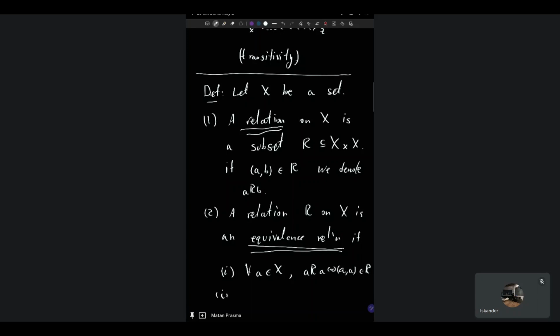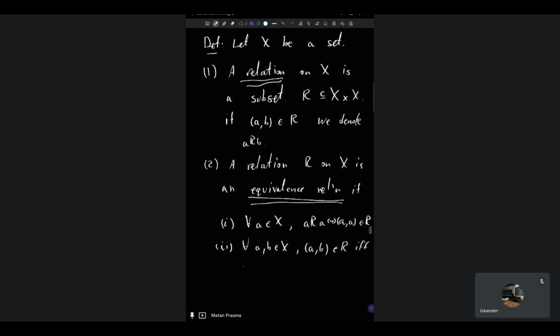Two, for any A and B in X, the pair A comma B belongs to R if and only if B comma A belongs to R. So this is again the same as saying that we have ARB if and only if we have BRA.